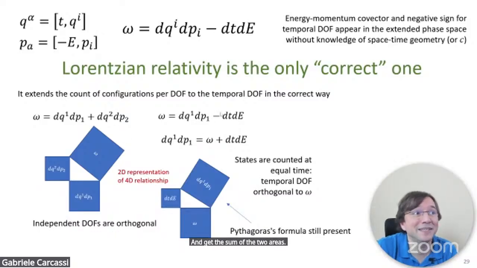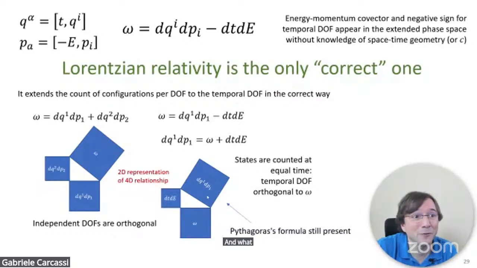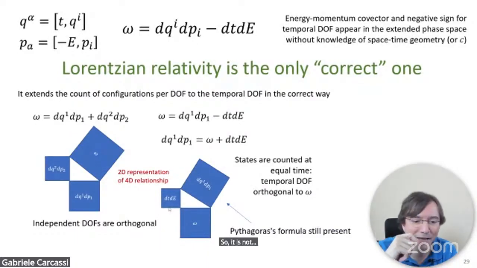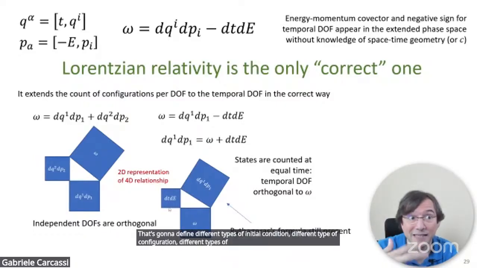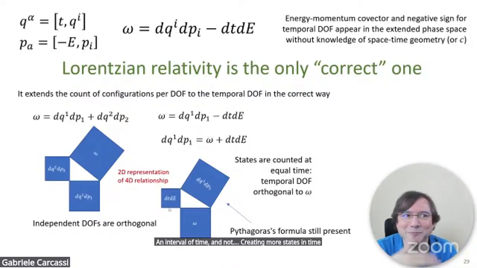Now, why do I have a minus here? Well, if I have a minus here and I still want to think about my Pythagoras triangle, what I need to do is take this and bring it to the other side. And what this is telling me, which is of course very true, is that state must be defined at equal time. If I have an interval of position, that's going to define different types of initial conditions, different configurations, a number of states. But if I have an interval of time, I'm not creating more states in time. It's always the same states that are evolving.